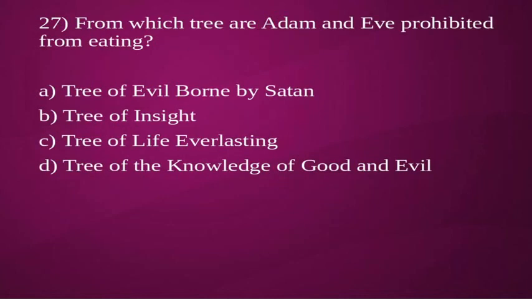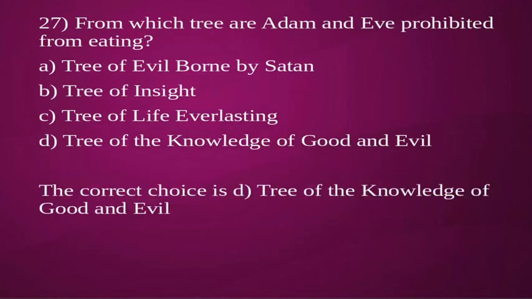Question number 27 is, from which tree are Adam and Eve prohibited from eating? Option A, tree of evil, born by Satan. Option B, tree of insight. Option C, tree of life everlasting. And option D, tree of knowledge of good and evil. The correct choice is D, tree of the knowledge of good and evil.